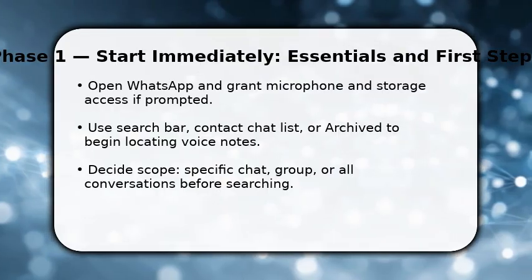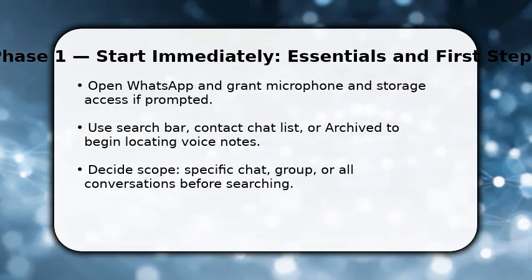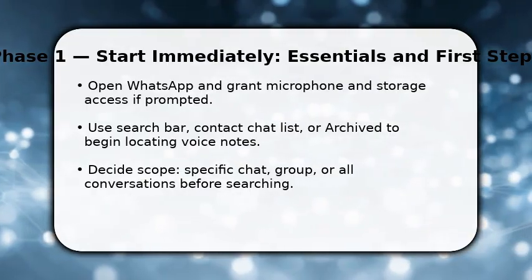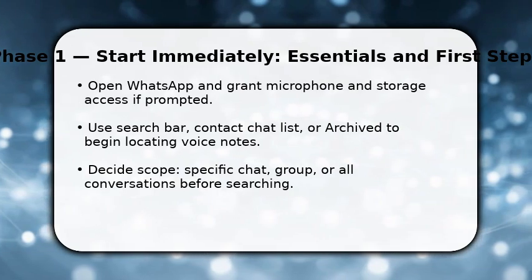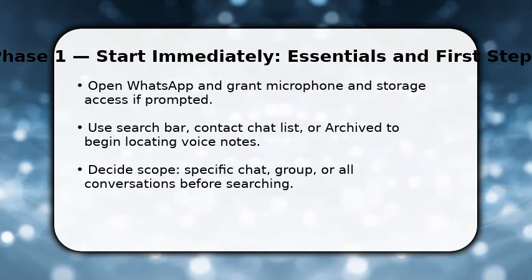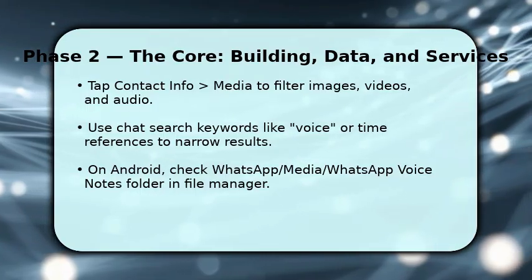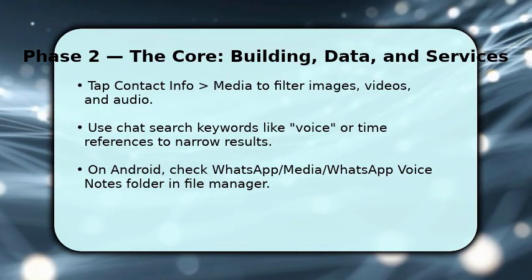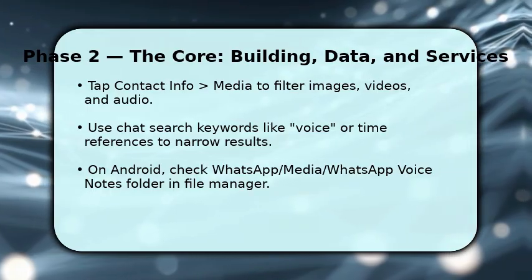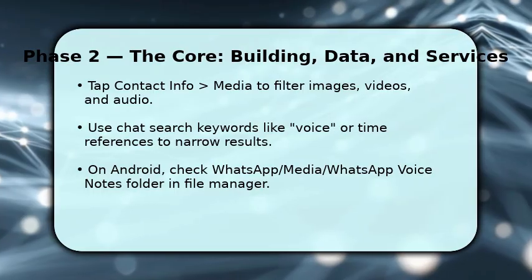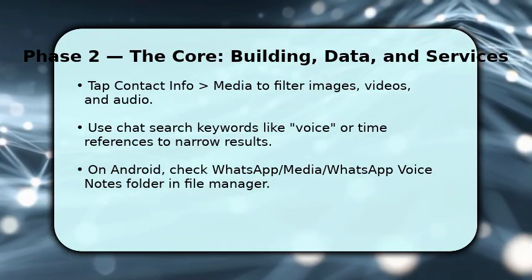Once inside, tap the contact name to reveal media, links, and docs. Make sure to select media so you see only audio clips and avoid scrolling through images. Once inside media, scroll to the audio section. WhatsApp groups voice messages under audio files so you can scan timestamps quickly. If there are many items, use the chat search and type keywords like voice, audio, or a date to jump close to the time frame.